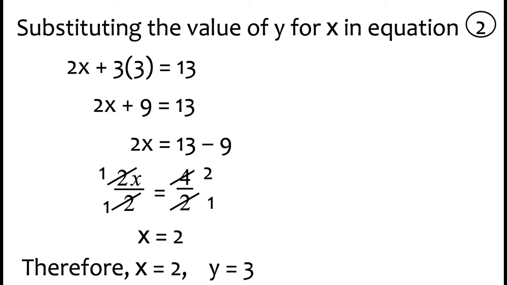Now we are looking for x. To find the value of x, we are to divide both sides by its coefficient, which is 2. So 2x over 2 equals 4 over 2. And 2x divided by 2, the answer is x, or 1x you can call it. And 4 divided by 2, the answer is 2. Conclusively, our x equals 2 and our y equals 3.